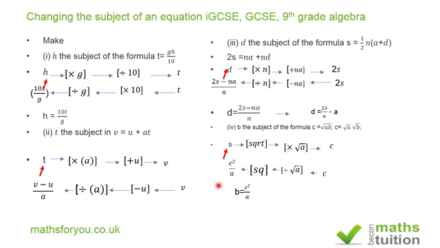And then I come back on myself, and then divide c by root a, and then square the whole thing, and that should give me b. So b is c squared over a as required.